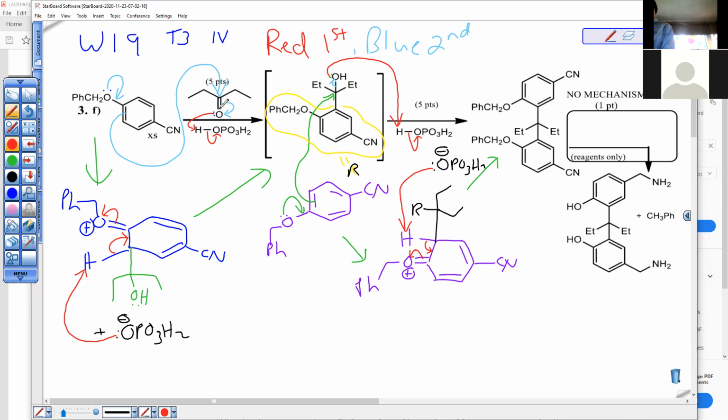All right, no mechanism. What's going on down here? Wow, a couple things happened, and it's only worth 1 point. My goodness, how can that ever be? Is that a typo? It's not. I have a set of chemicals that can reduce a cyano to an amine, CH2NH2, H2, Pt.